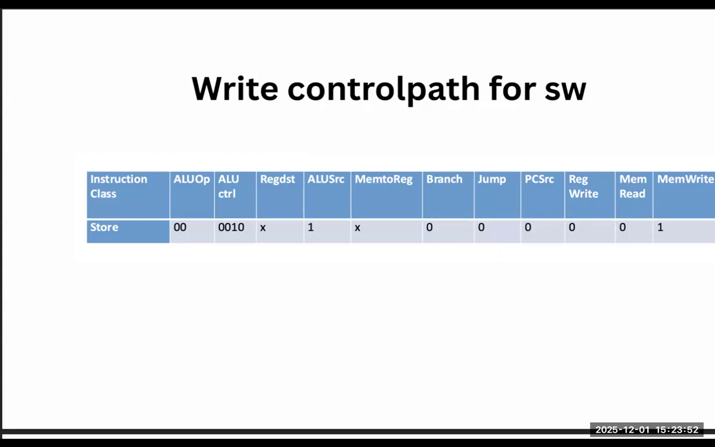Memory to register, don't care. Branch, we're not branching, not jumping. PC source, use PC plus 4, as it is 0. Register write, we are not writing. Mem read, we are not reading. And mem write is 1, so we are writing to memory.